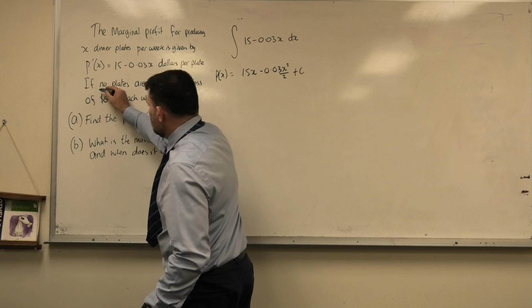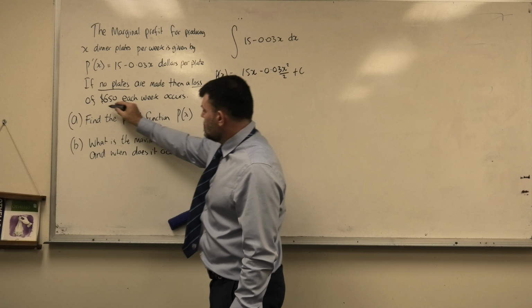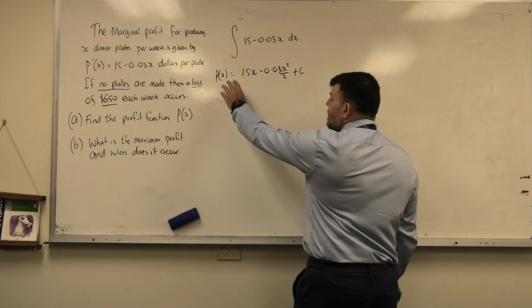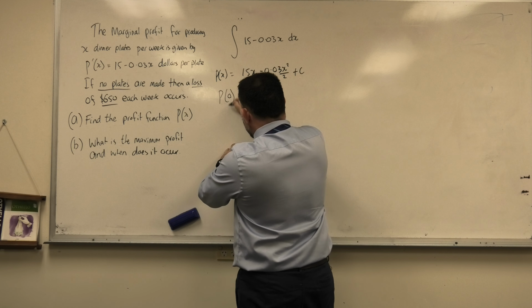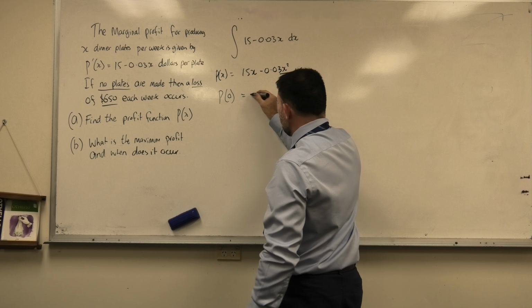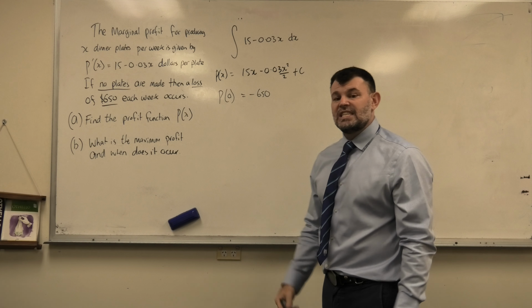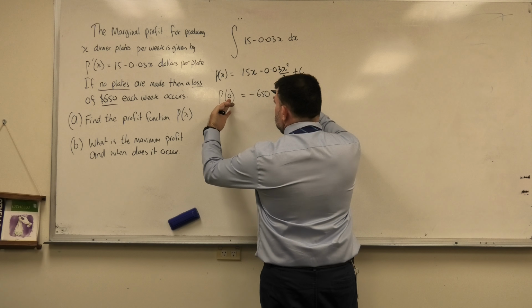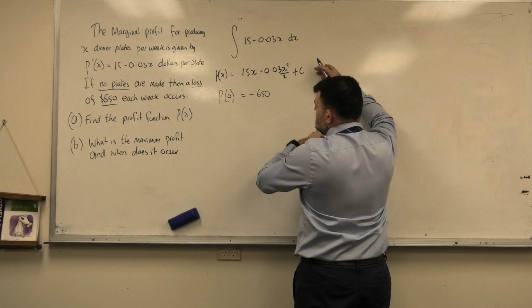It says here, if we have no plates, then we have a loss of $650 each week. Well, we're in terms of plates here. So we could say, well, when we have 0 plates, we're going to have a $650 debt. So all I want to do here now is to plug these two values into my P of x to find out my C.